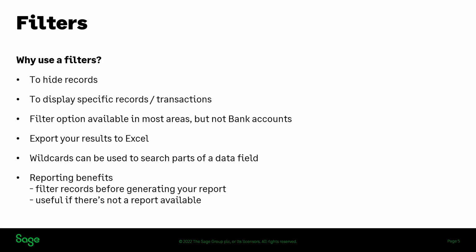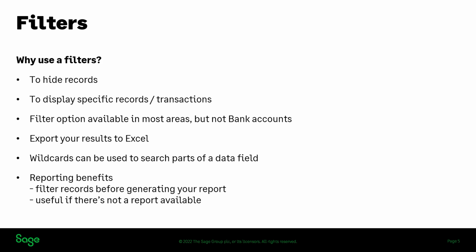Or you may think of it the other way around, where you want it to display only specific records or transactions in a list. The filter option is available in most areas of the software. It's not available in the bank accounts list, but available in things like customers, suppliers, your invoices list, your nominal codes. So it's a good way of filtering those records, as I say, either to show only the records you want to see, or maybe hide the records that you don't want to see.